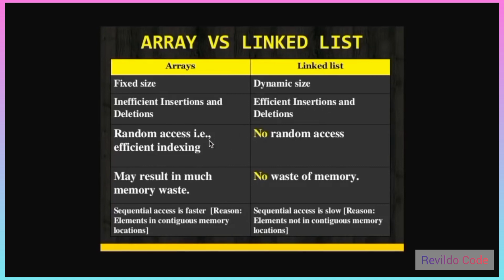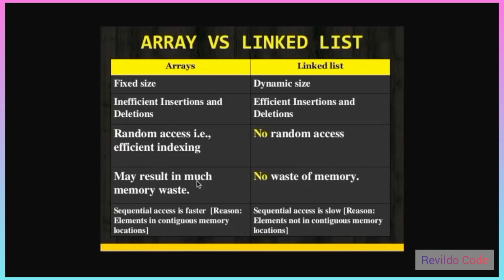A benefit to arrays is the random access, which means you can say you want something at index 5 and you can instantly get the thing at index 5. However, with linked lists, if you want something at index 5, you have to go through every element in the linked list to get to index 5.